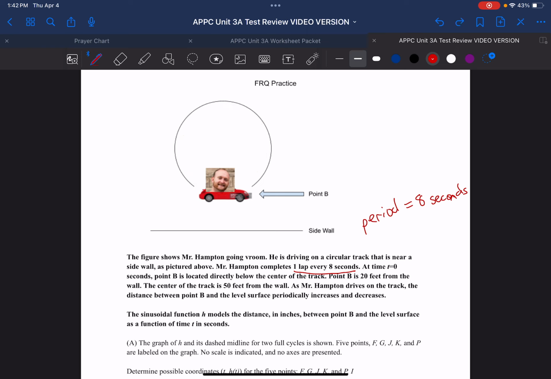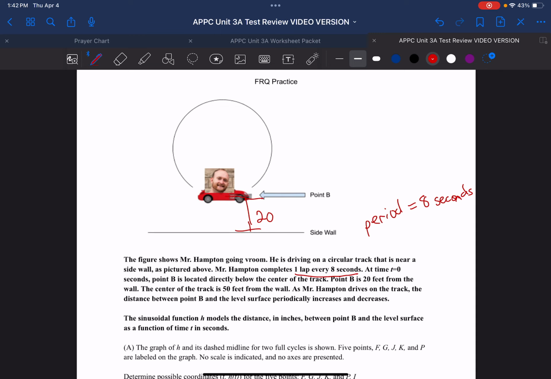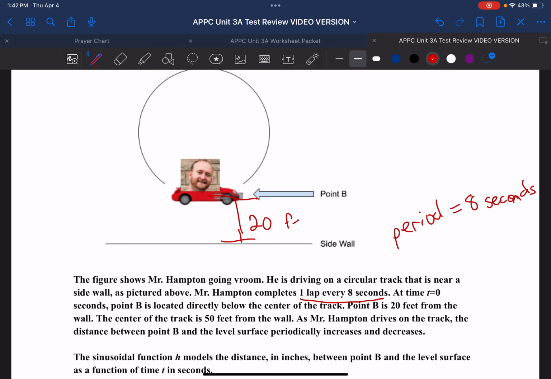At t equals 0, point B is located directly below the center of the track. Point B is 20 feet from the wall. So this is 20 here. I'll zoom in a little bit. It's 20 feet. The center of the track is 50 feet from the wall. Typo, or righto, I guess, 50 feet.